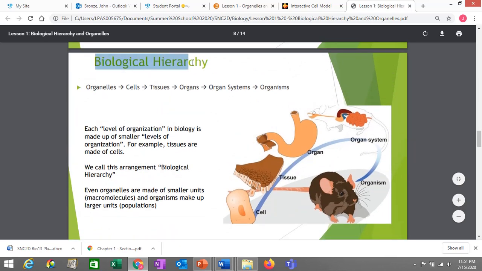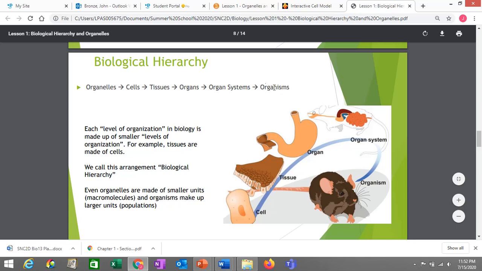And that's the biological hierarchy. So you have to know that this is the biological hierarchy. We go from organelles to cells, tissues, organs, organ systems, and organisms. These are the smallest things, and these are the largest things. So organisms are bigger than organelles. So these are each levels of organization, and it's hierarchical. One builds on top of the other. And so cells are made of organelles, tissues are made of cells, organs are made of tissues, and so on. Okay? So that's why we call this a hierarchy, because one builds the other.